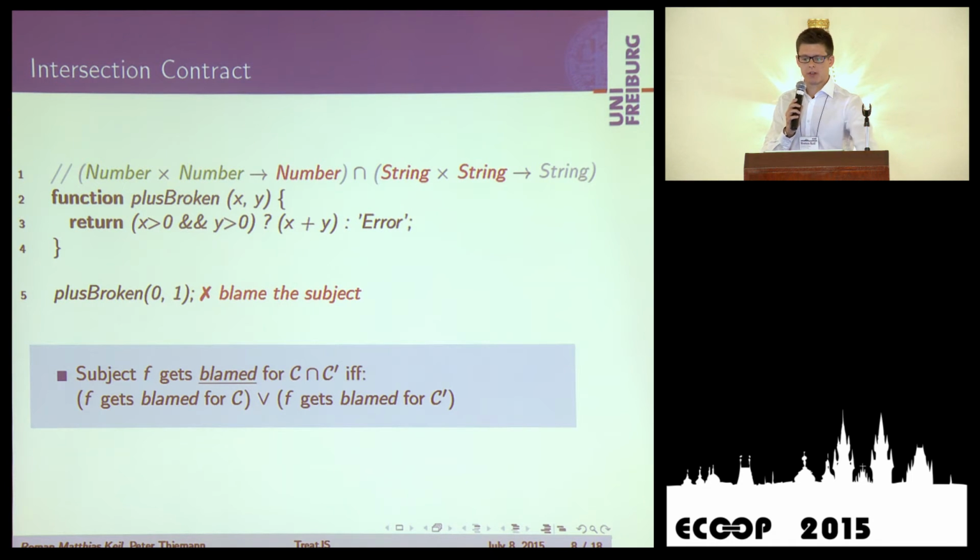And if we assert this contract to our broken version of plus and we call the function again with 0 and 1, the contract system blames the subject because, as I mentioned before, the function needs to handle both inputs, and for number inputs it has to return a number value, but in this situation we return a string value. So the subject gets blamed if it gets blamed for C or it gets blamed for C prime.